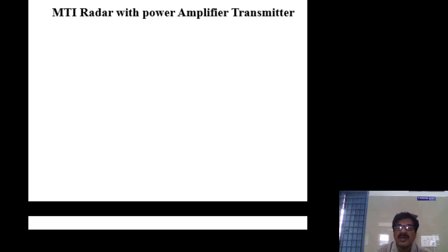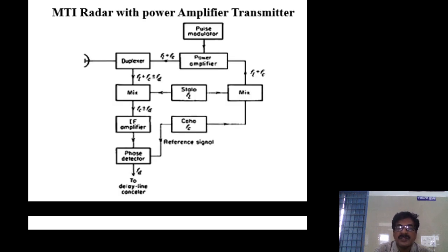Okay. So see the block diagram and what are the different blocks it includes. How the reference signal will be derived in this power amplifier transmitter case. This is the diagram of MTI radar using power amplifier transmitter. The various blocks involved here, with reference to the transmitter, the main blocks we already know: from the antenna we can take the duplexer unit, and power amplifier and pulse modulator.